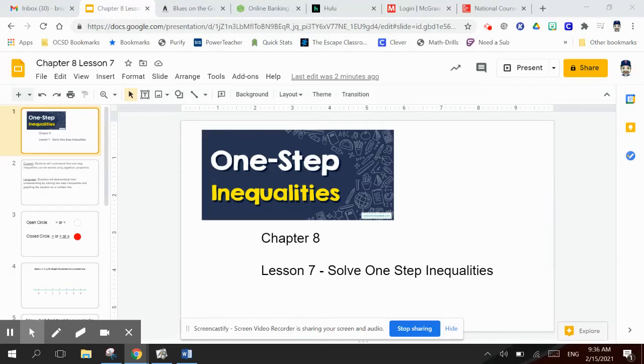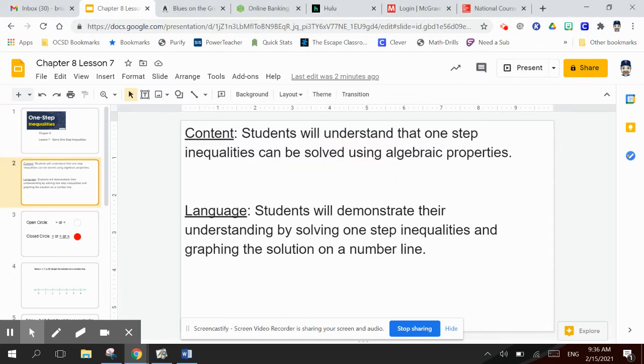Chapter 8, Lesson 7, Solve One-Step Inequalities. Our content target: students will understand that one-step inequalities can be solved using algebraic properties. Our language target: students will demonstrate their understanding by solving one-step inequalities and graphing the solutions on a number line.